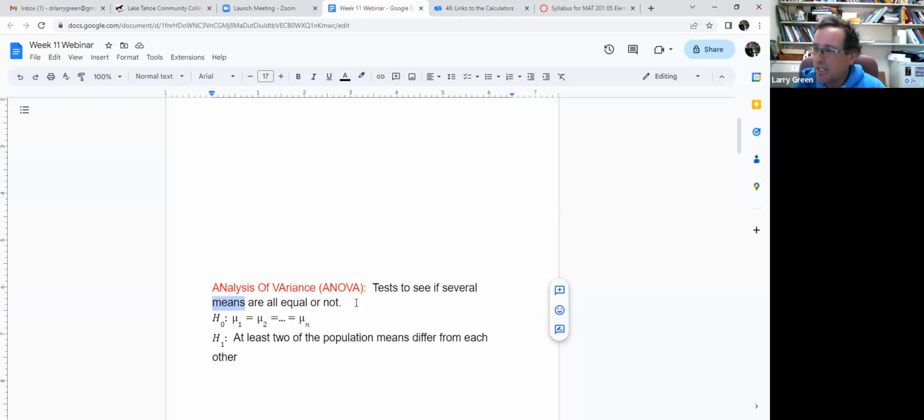That way you have less typing. And it is where you have several different means and you want to find out if they're equal or not. Okay, and there could be a lot of them. So it could be, for example, is the average weight of adults the same in every state in the United States? Might be true. My guess is it isn't true, but I don't know. I haven't taken statistics. But you could find that out.